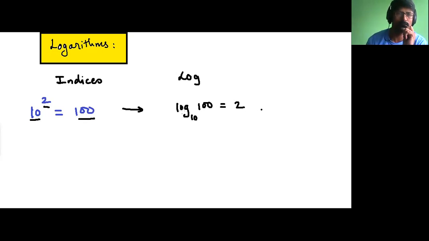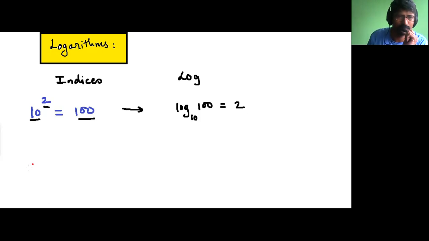You understood? What is log? Log is basically this power. So log of 100 to the base 10 is equal to 2. Now what happens to this? Whatever is the answer comes over here, whatever is the base remains the base, and the power goes as the answer. Okay, let's do one more example so that you can understand.